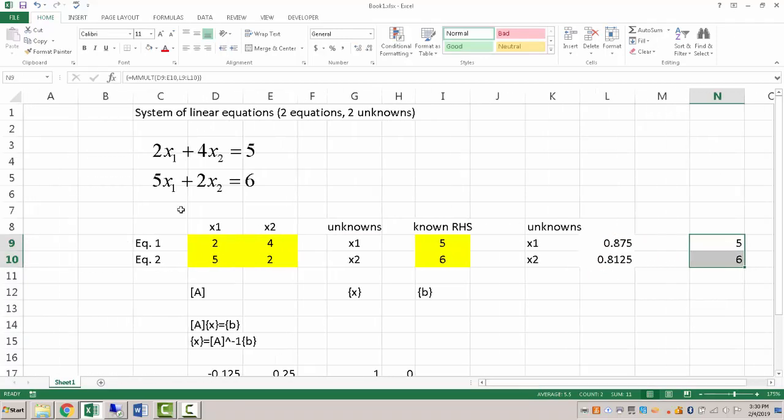So this is how you can solve a system of linear equations, and this can be 100 or more equations and unknowns, and you can do it very easily and quickly in Excel just by finding the inverse and multiplying it by the right-hand side. The functions that we used are MINVERSE and MMULT to accomplish this.